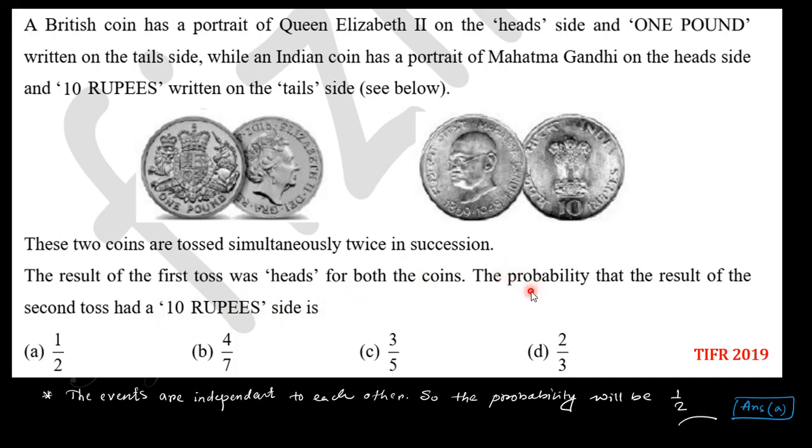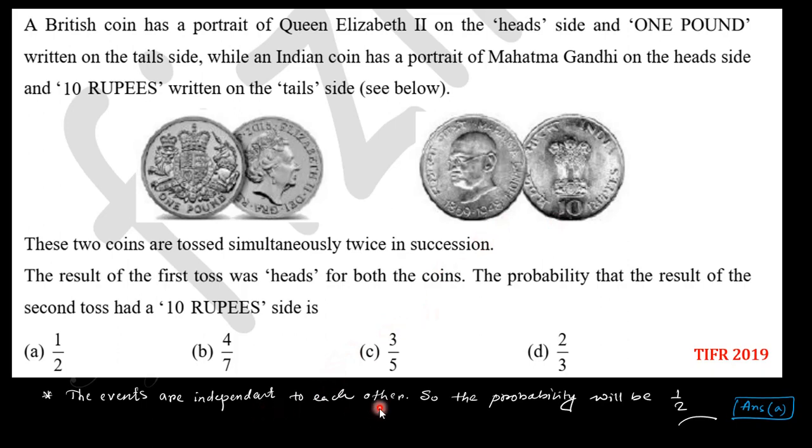So when we toss the second time, this does not depend on the first one. Here we did not say that we need to find the probability of the second coin given that these are heads. It just says the probability that the result of the second toss has the 10 rupees side. So in the second toss you just check for the 10 rupees side, so the probability is half.